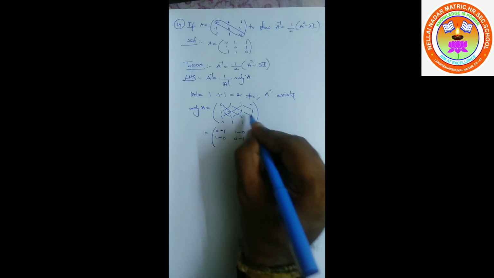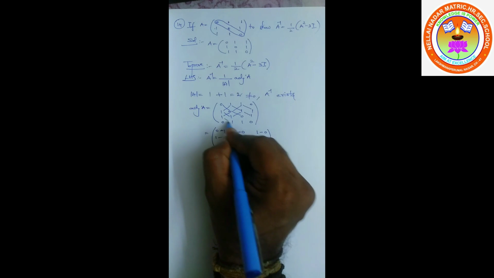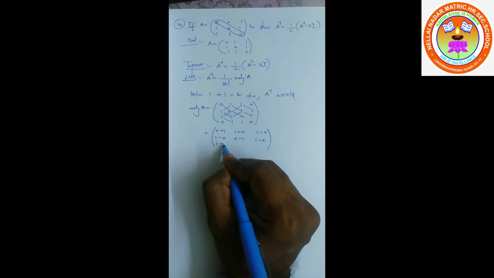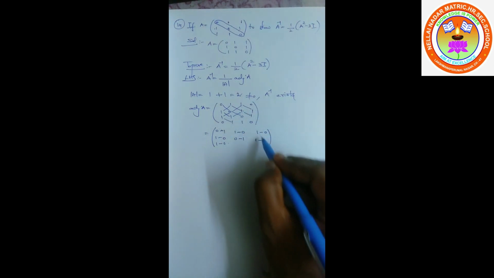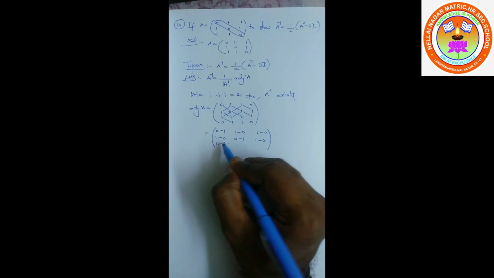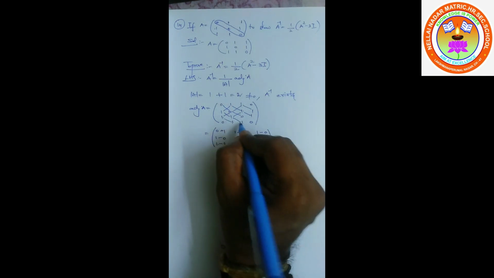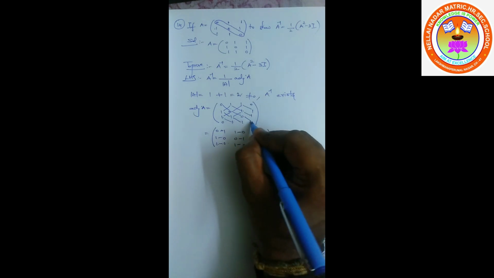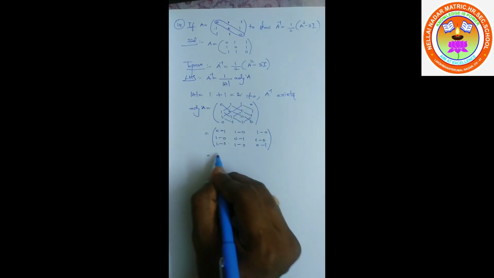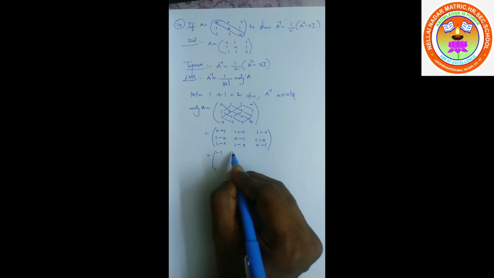0 into 0, 0, minus 1 into 1 is 1. 1 into 1 minus 0 into 1 is 0. 0 into 1, 0 into 1 is 0. 1 into 1 is 1, minus 0 into 1 is 0. Listen carefully, I will tell you once again. 1 into 1 is 1, 0 into 1 is 0. 1 into 1 is 1, minus 0 into 1 is 0. 1 into 1 is 1, minus 1 into 0 is 0. 0 into 0, minus 1 into 1 is 1.